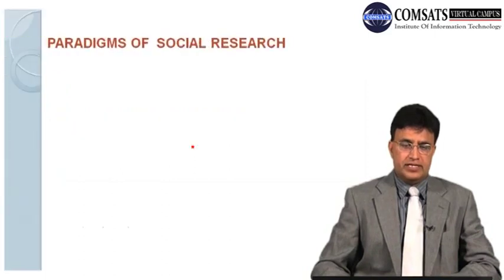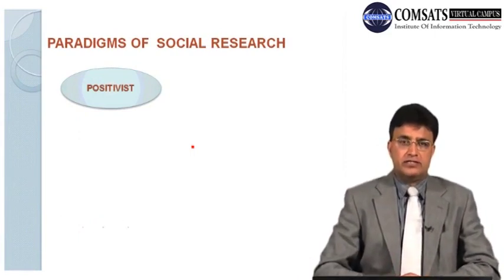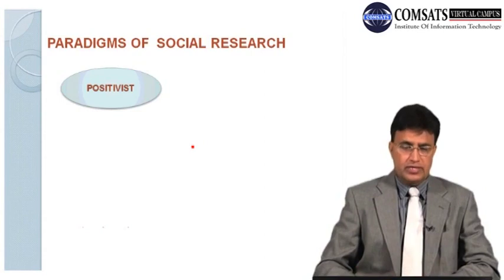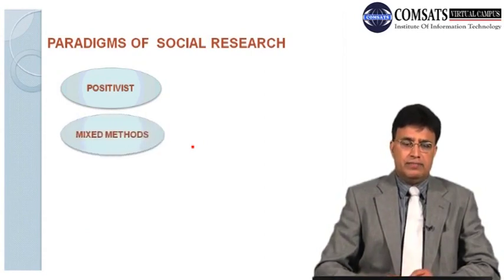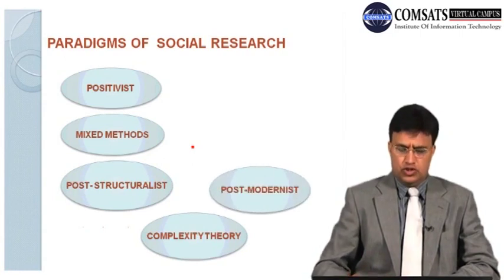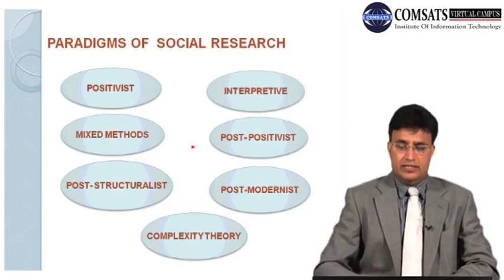So let's begin with our first topic, that is about the paradigms of social research, or research in social sciences. The first approach is named as positivist. Under the paradigm, we discuss the first approach as positivist approach. The second paradigm, or the world of research, is mixed methods. The third one is post-structuralist, and then it's a complexity theory, and then there is a post-modernist approach, and after that we'll discuss post-positivist approach, and then interpretive approach.